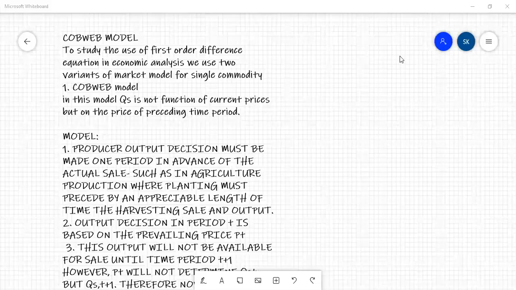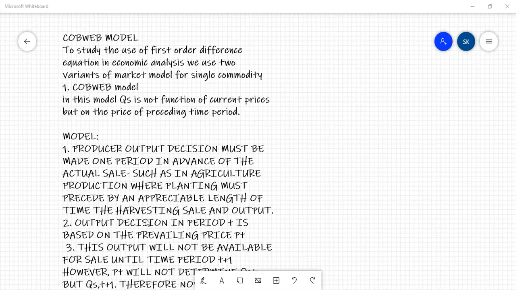Now the model shows that the producer's output decision must be made one period in advance of the actual sale. That is, if I'm a producer and I want to sell my output this year, then I should make my output decision in the previous time period, that is in the year 2020. The example given is agricultural production, where planting must precede harvesting, sale, and output by an appreciable length of time. Planting is done a year before, or some time before, like 6 months or 3 months, so that the plants grow and are ready to harvest and then to be sold in the market as output.